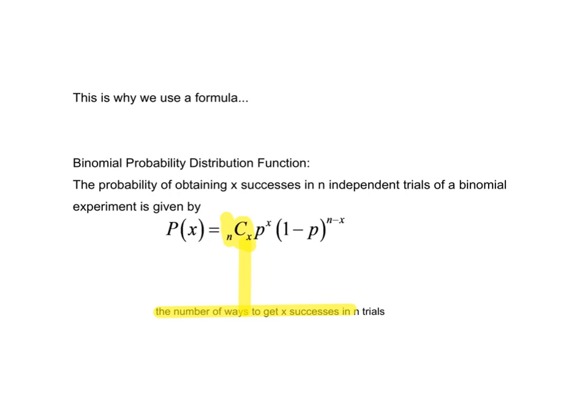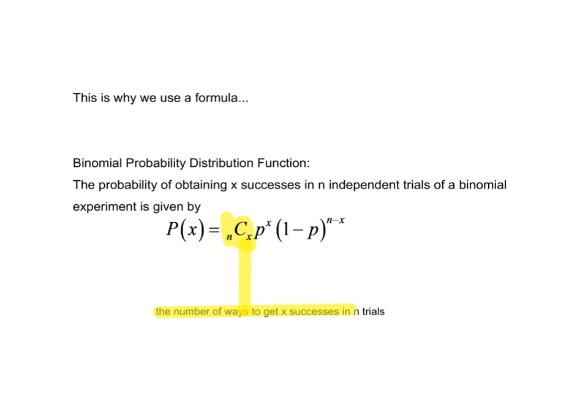Because of that previous slide and the length of that example, that's why we use a formula. The process of using a tree diagram and counting and doing all that is complicated to go through. I just made you suffer through it. Well, from here on forward, let's use a formula. So the binomial distribution formula looks like this: P of x equals nCx, P to the x, (1 minus P) to the n minus x. That's the probability of obtaining x successes in n independent trials of our binomial experiment.